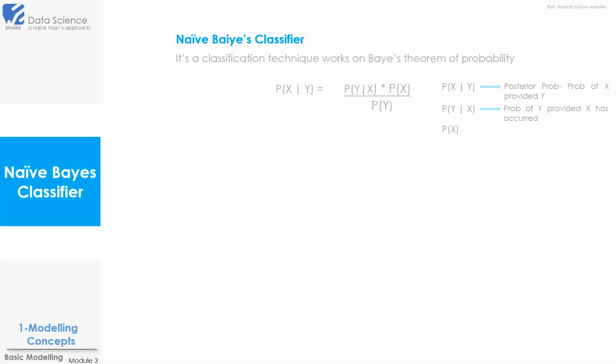Now, Naïve Bayes classifier is a classification technique which works on Bayes' theorem of probability. Recall the Bayes' theorem that we studied? Basically, it describes the probability of occurrence of an event related to any condition. So our algorithm is based on this theorem, and hence it is called Naïve Bayes classifier.